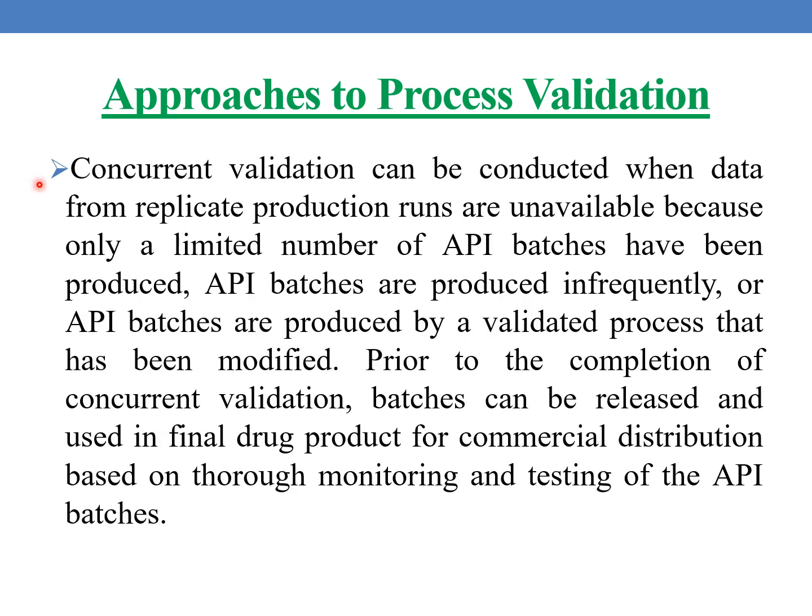Next, concurrent validation can be conducted when data from replicate production runs are unavailable because only a limited number of API batches have been produced, API batches are produced infrequently, or API batches are produced by a validated process that has been modified. Prior to the completion of concurrent validation, batches can be released and used in final drug product for commercial distribution based on thorough monitoring and testing of the API batches.